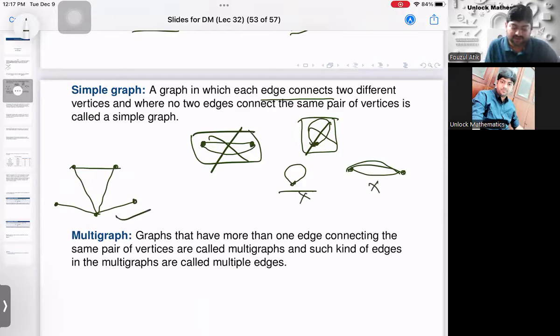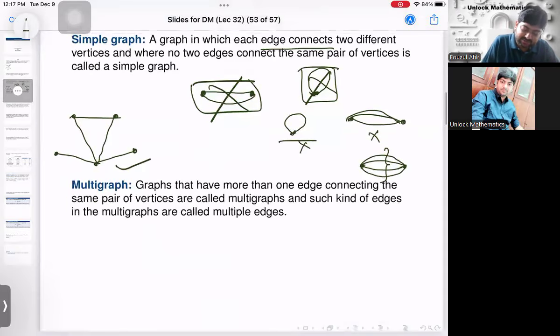Clear? Okay, next. Graphs that have more than one edge connecting the same pair of vertices have multiple edges, and such graphs are called multigraphs. Multiple edges are like this: the edges which connect the same pair of vertices. There are four edges connecting the same pair of vertices. These are called multiple edges. A graph that contains multiple edges is called a multigraph.